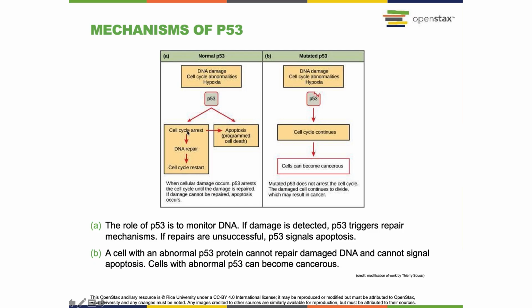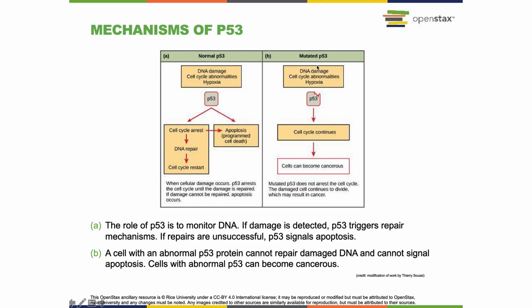P53 can arrest the cell cycle. If it can fix the DNA, it'll initiate DNA repair. If it can be fixed properly, then it picks up where it left off. If not, then it can program apoptosis, program cell death, and now this cell is not replicating anymore. It's gone, and it can't form a tumor.